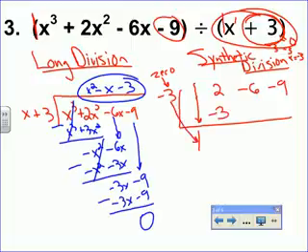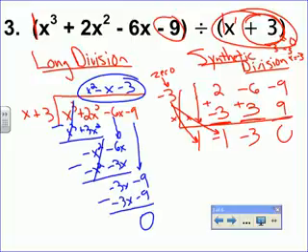Negative 3 times 1 is negative 3. So you carry this one down, and then you multiply those. And then these ones, you add them. So it's a little different than the long division. So 2 plus negative 3 is negative 1. And then we follow the same pattern, so multiply them. Negative 3 times negative 1 is 3. And then you add them. So negative 6 plus 3 is negative 3. Multiply them, and we get 0. That's our remainder.